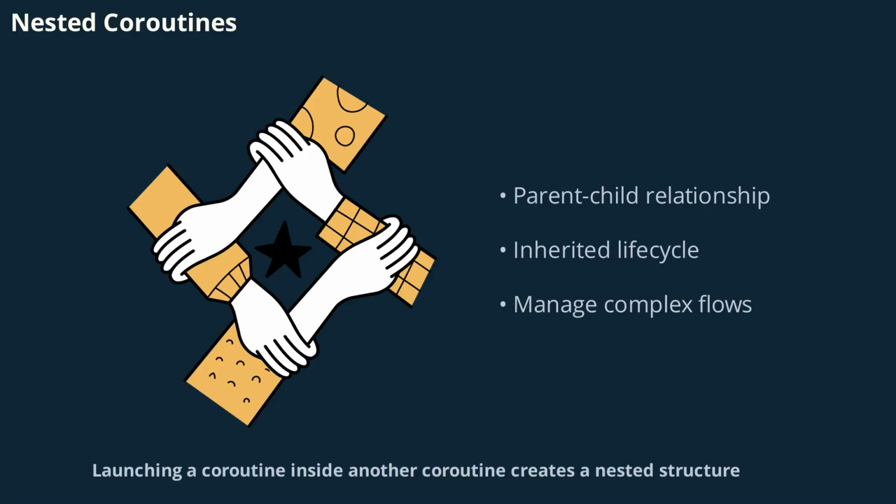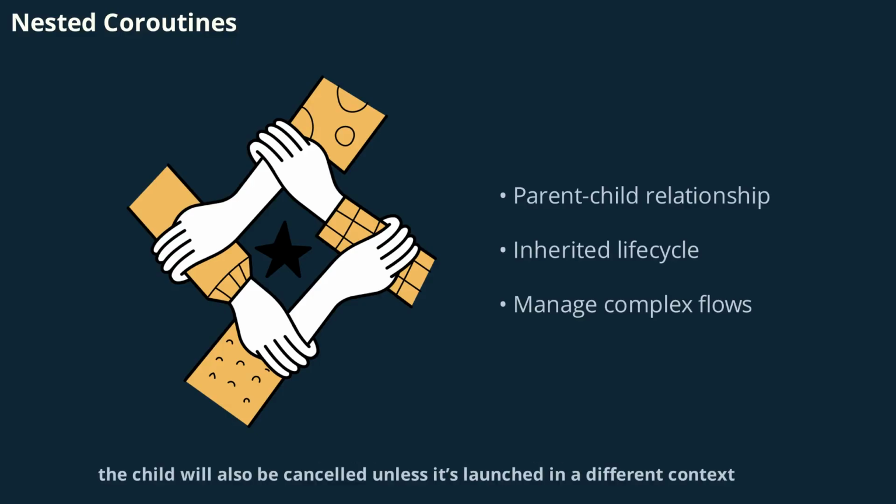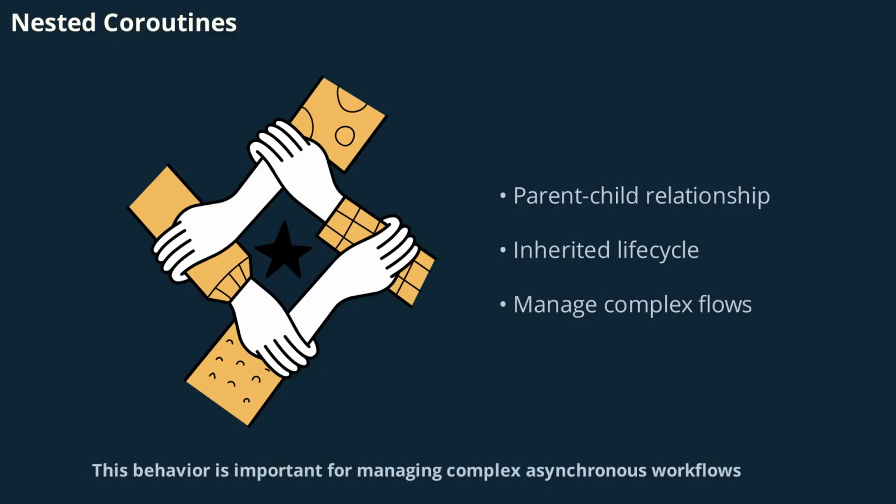Launching a coroutine inside another coroutine creates a nested structure. The child coroutine inherits the lifecycle of its parent, meaning if the parent is canceled, the child will also be canceled unless it's launched in a different context. This behavior is important for managing complex asynchronous workflows.